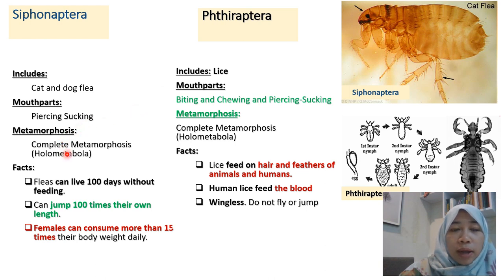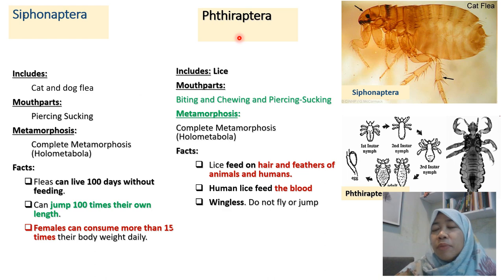The metamorphosis is holometabola. Fleas can live 100 days without feeding. You can imagine. 100 days without feeding, and they can jump 100 times their own length. They can jump really far. The females can consume more than 15 times their body weight daily. So if they have the right host, a mean enough host, they can consume 15 times their body weight. Can you imagine how much blood they can suck? Because the Siphonaptera's mouthpart is piercing and sucking, and they eat blood.